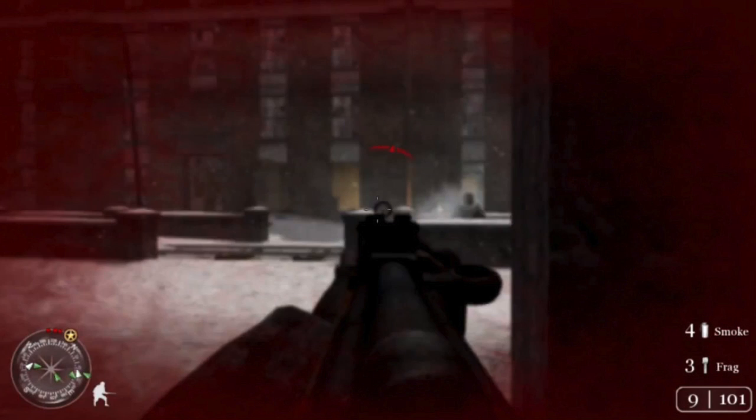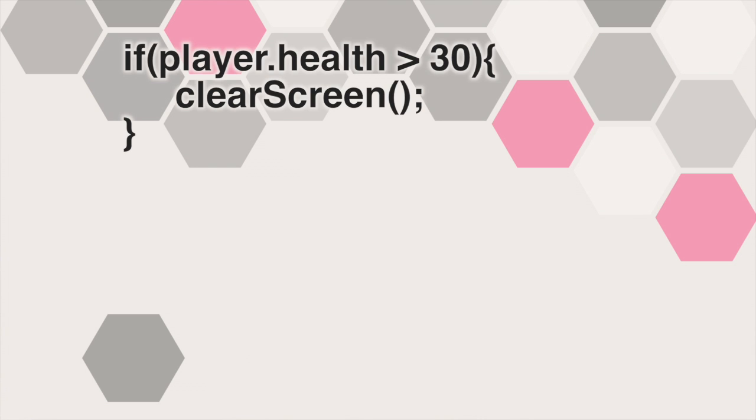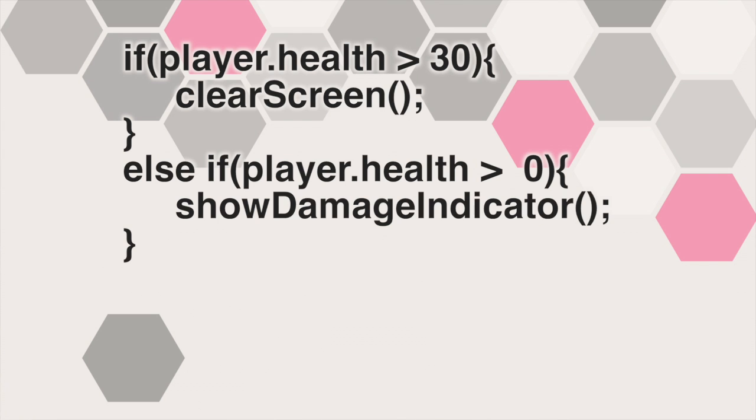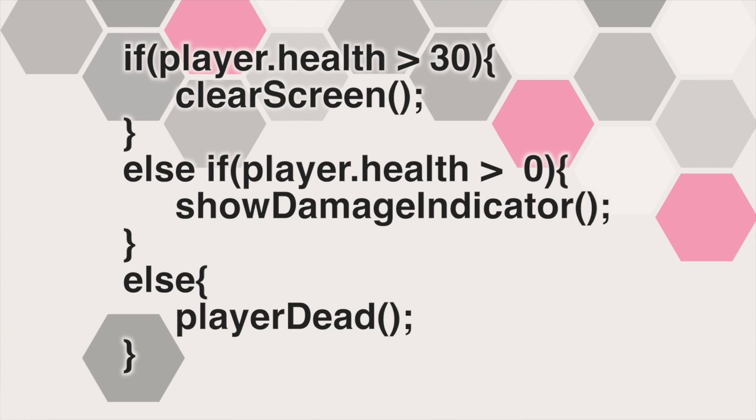Another example is in many modern video games, especially shooters, things like Call of Duty. When you get hurt, the screen turns red around you. So what you might say is, if the player's health is greater than 30%, make the screen look clear and normal. Else, if this player's health is between 0 and 30%, then make the edges red. And else, the player's dead. Because if you're not above 30%, you're not between 0 and 30%, then you're at 0 and you're dead.